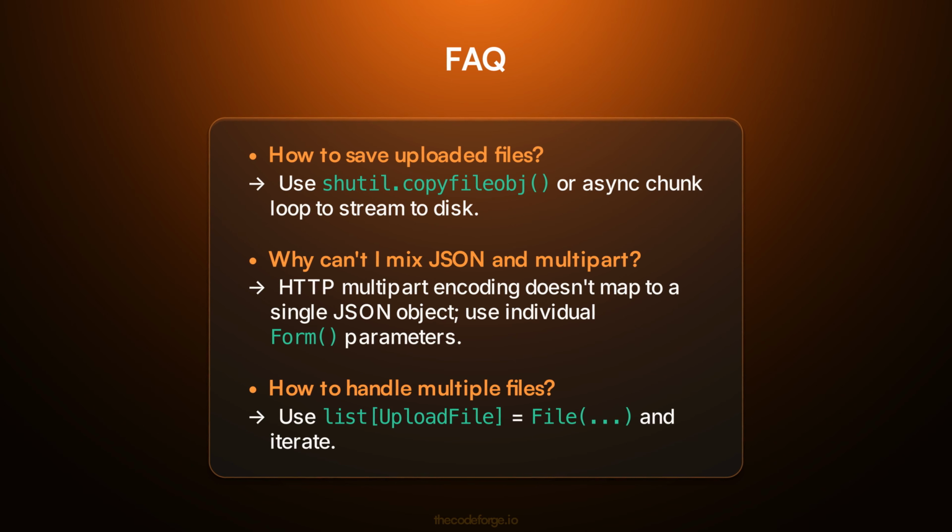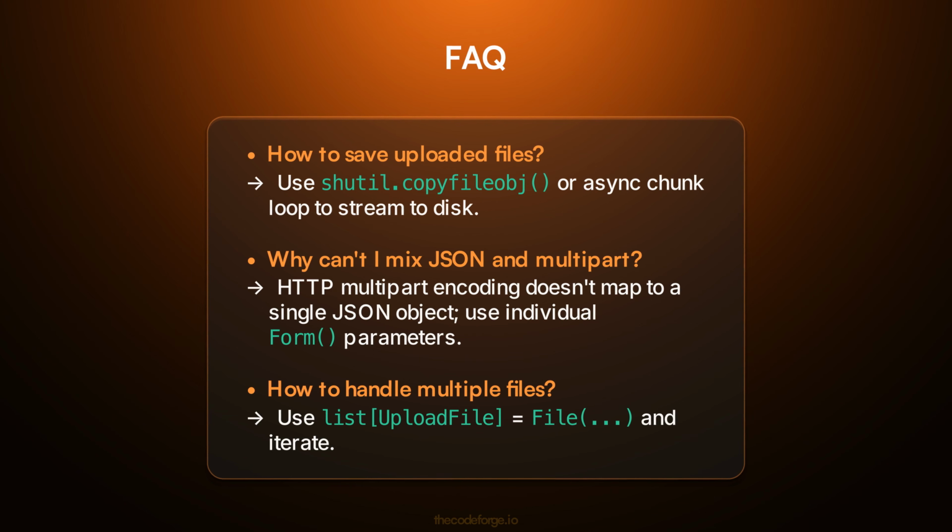And a few frequently asked questions. How to save uploaded files? Use shutil.copyfileobj, or an async chunk loop to stream to disk. Why can't I mix JSON and multipart? HTTP multipart encoding doesn't map to a single JSON object. Use individual Form parameters. How to handle multiple files? Use list[UploadFile] = File and iterate.